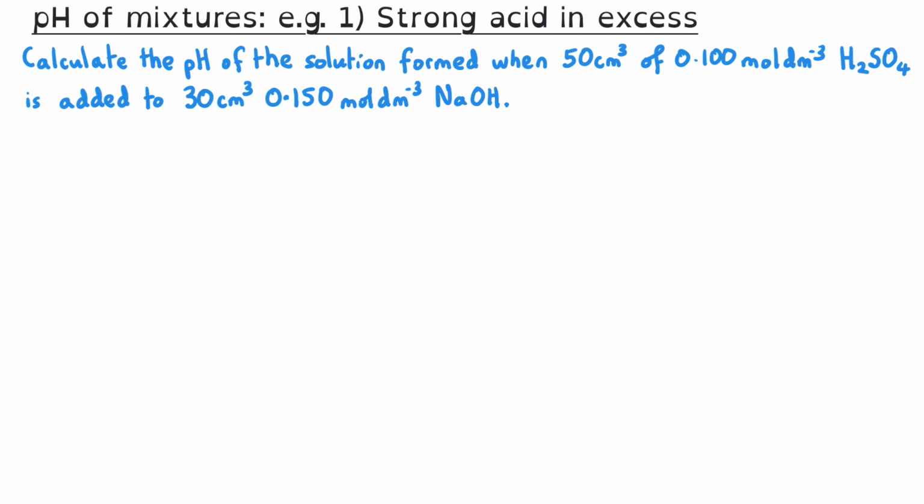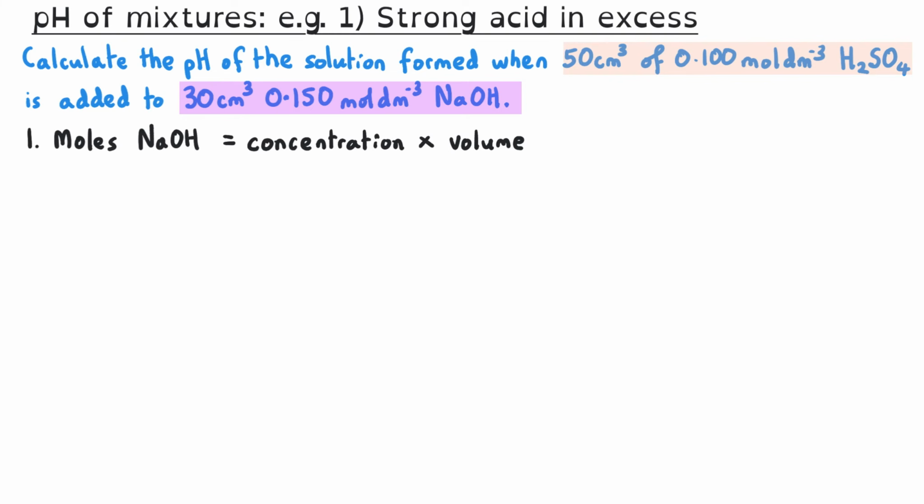Calculate the pH of the solution formed when 50 cm³ of 0.1 mol/dm³ sulfuric acid is added to 30 cm³ of 0.15 mol/dm³ sodium hydroxide. The first step is to work out the moles of the acid and the base.